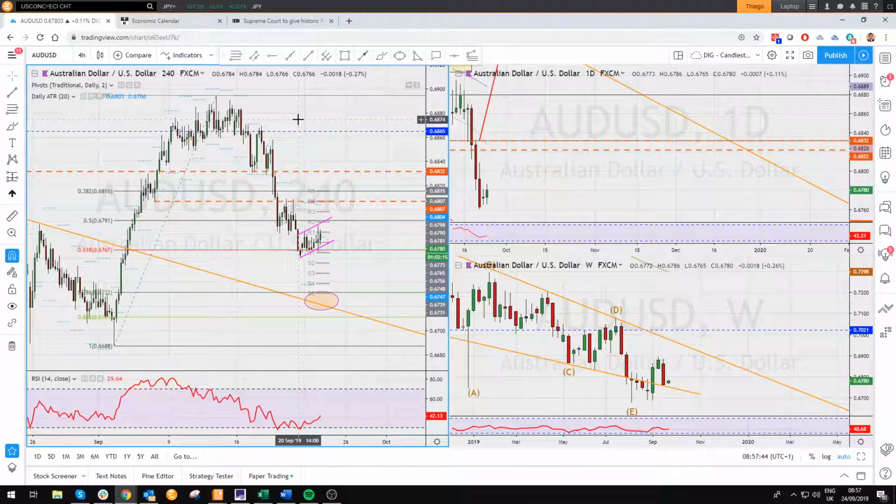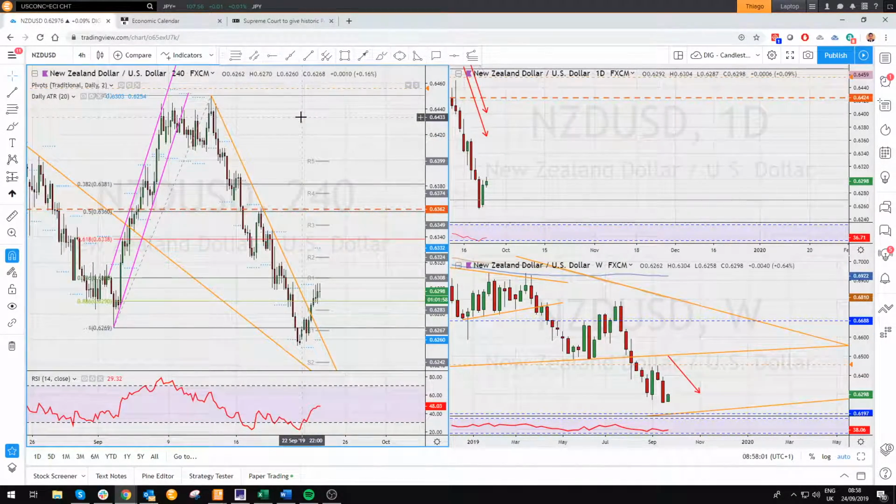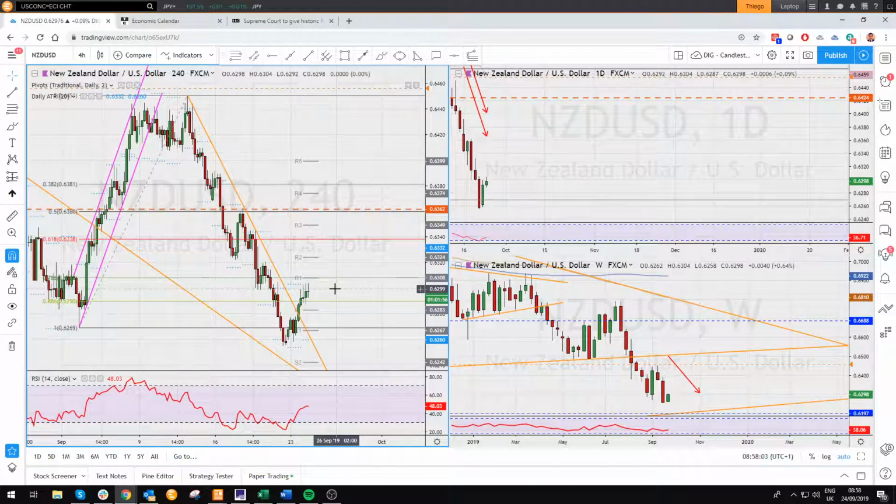So not sure today is the best day to trade this, but I will personally be watching for a close above the 68 handle to give me conviction in this market. The Kiwi has been going higher, but we are now at resistance around the 63 handle, right?